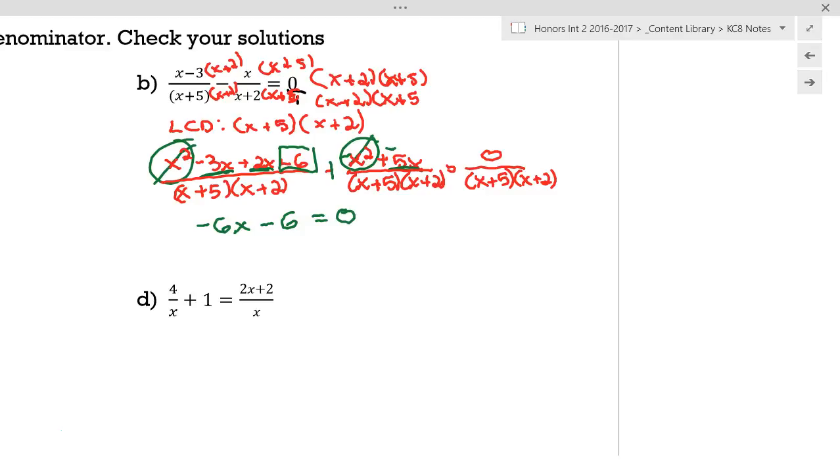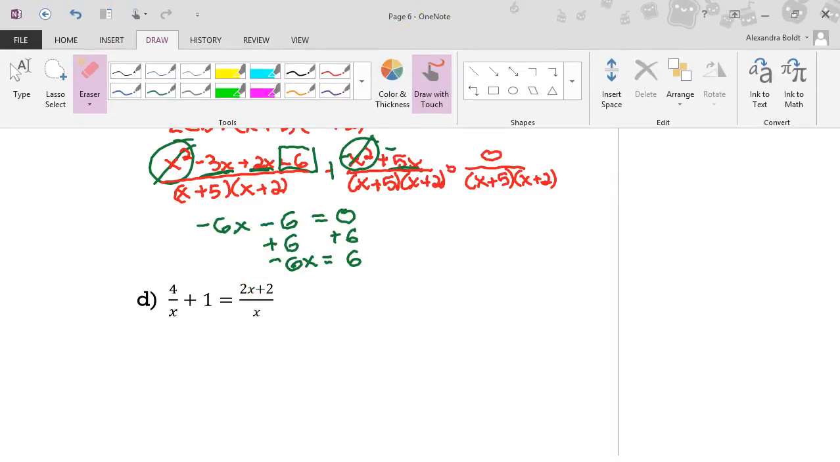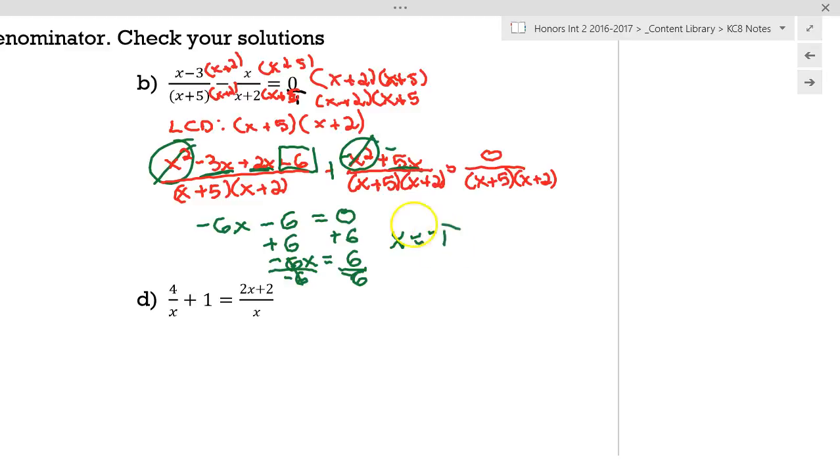Now, once I have this, all I'm doing is solving. So, plus 6 on both sides, negative 6x equals 6. Then I'm going to divide by negative 6 on both sides. x equals negative 1.